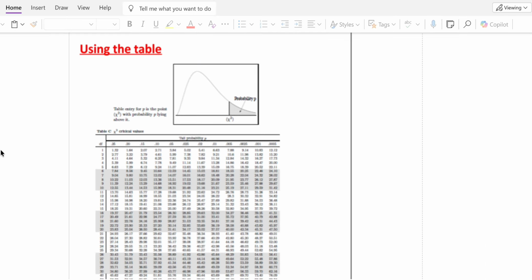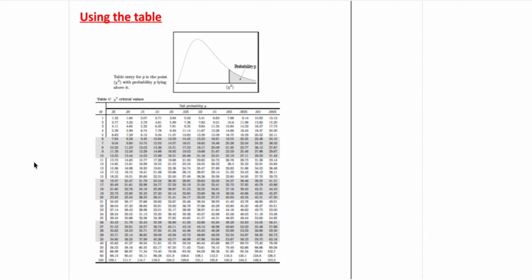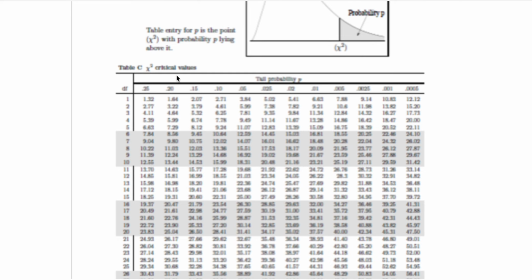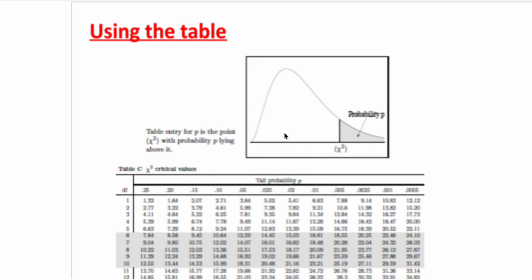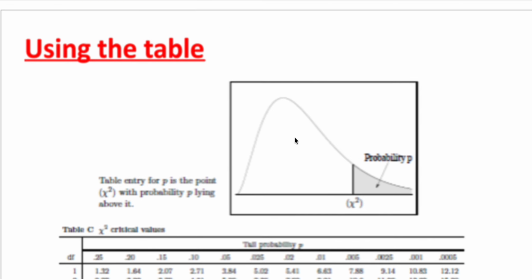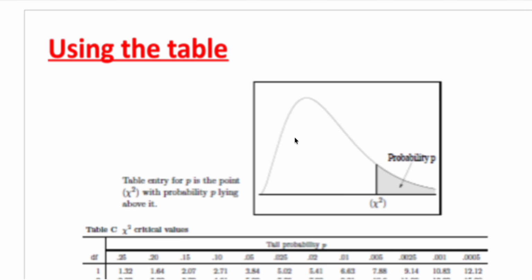We're using the table to help us find the chi-squared value with different degrees of freedom. So instead of using a normal curve to represent chi-squared, we're using a skewed curve. Table entry for p is the point chi-squared with probability p lying above it. So p will always be the right side of chi-squared. This will be the probability.